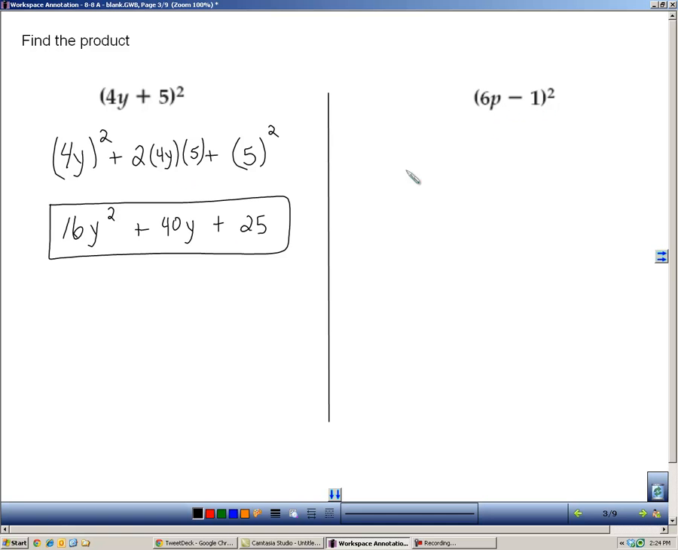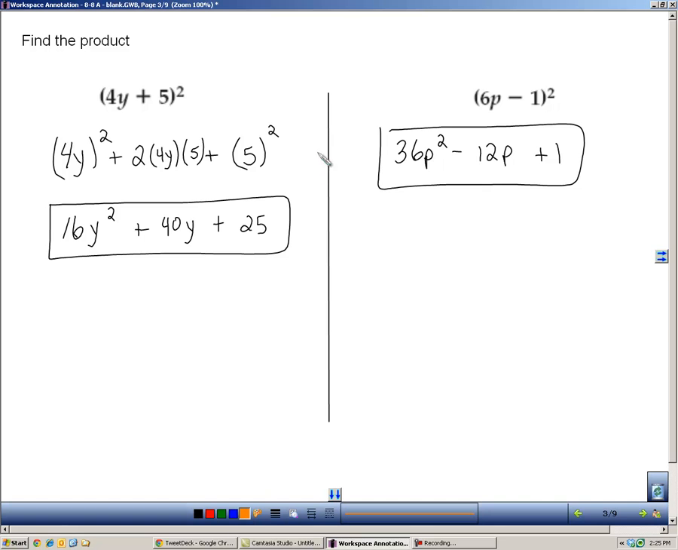Same thing here. I'm going to square the first term, so 36p squared. I'm going to square the 1, which is just a 1, plus, minus. Now the middle is going to be 2 times 6 times 1. That's going to give me a 12p. So in this one I skipped this intermediate step here and just did it in my head. If you need to write this middle step, then feel free and do that.